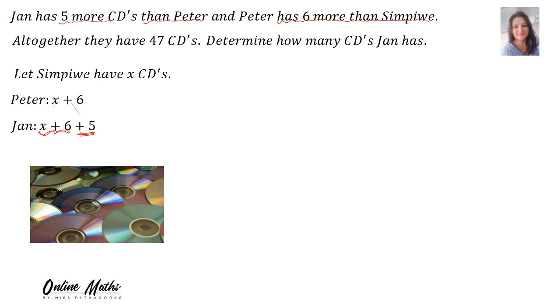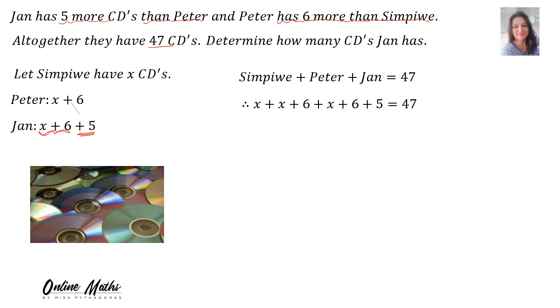And then we can now make our equation from the information. Altogether, they have 47 CDs. So therefore, we can say Simpiwe plus Peter plus Jan is equal to 47. Now we substitute. In Simpiwe's place, we substitute X. In Peter's place, we substitute X plus 6. And in Jan's place, we substitute X plus 6 plus 5. And we equate it to 47. Now there's your equation. Let's solve the equation.